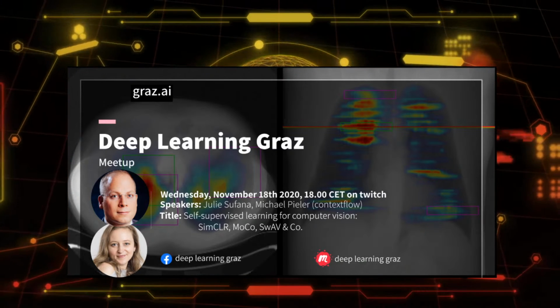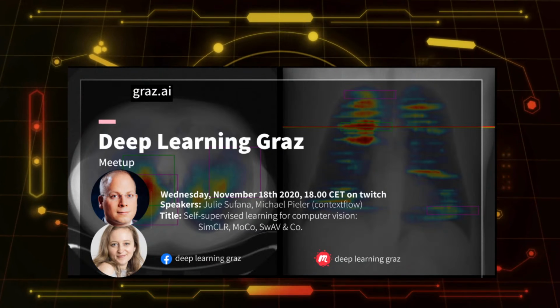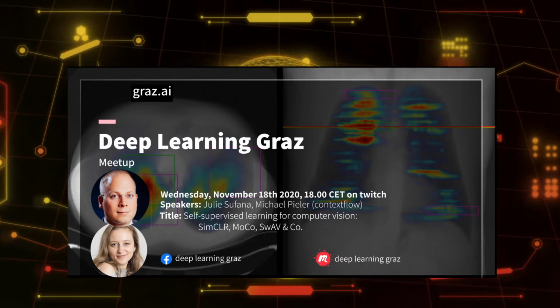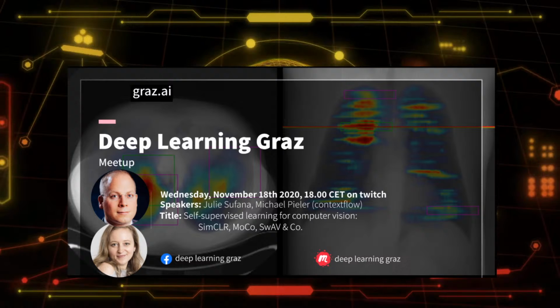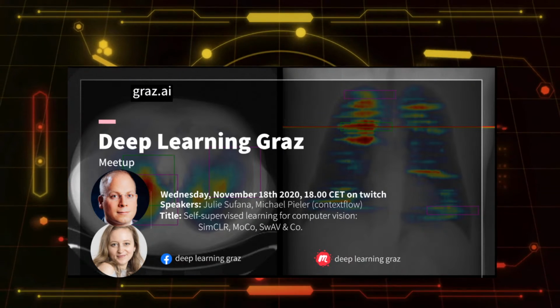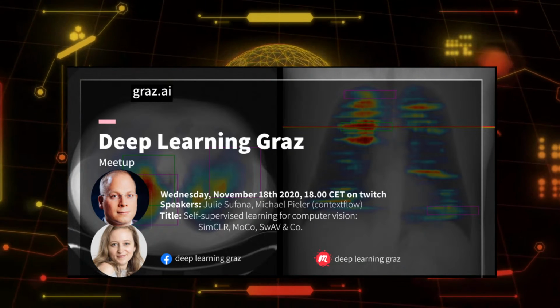Welcome to our new meetup with Context Flow, where Julie and Michael are going to tell us how they're using deep learning and self-supervised learning for computer vision. Let me hand over to Julie. Just one second. Here we go. You're online.